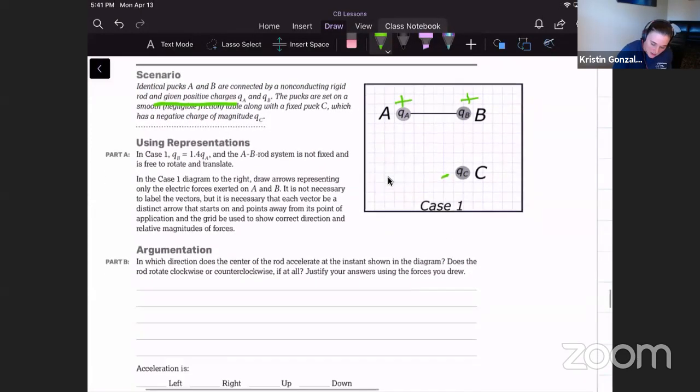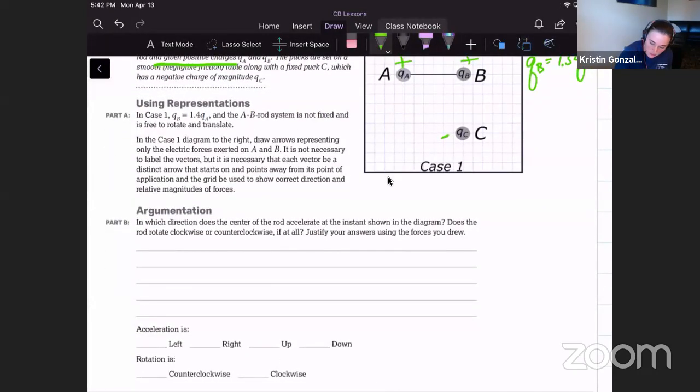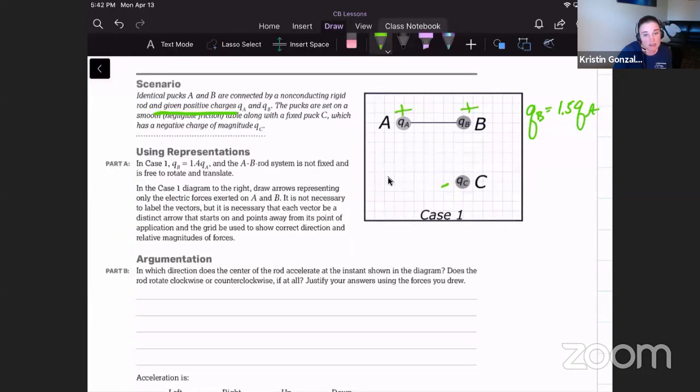In case one, we're going to say that QB is equal to 1.5 times QA. And the rod is free to rotate. So our puck is fixed, but our rod is free to rotate. I want you to draw me the forces that are acting on A. So draw arrows representing only the electric forces exerted on A and B. You don't have to necessarily label them, but it is necessary that each vector be a distinct arrow and starts at the right place. We're going to do that part quickly. I really want to focus on the argument part here.